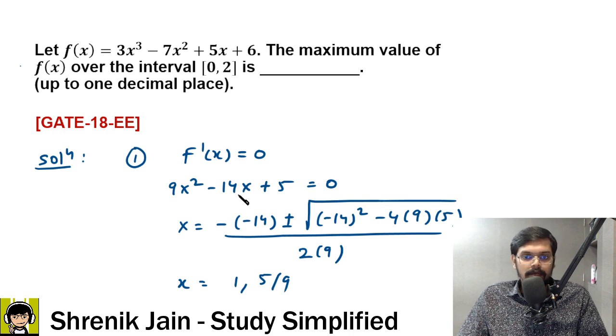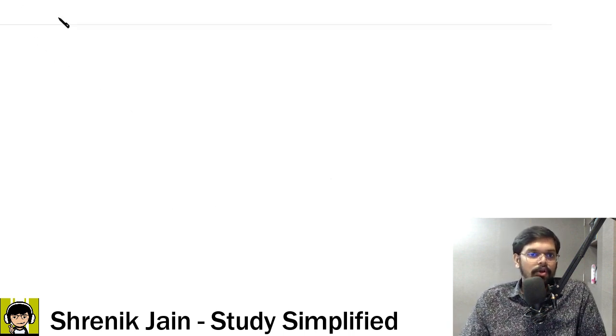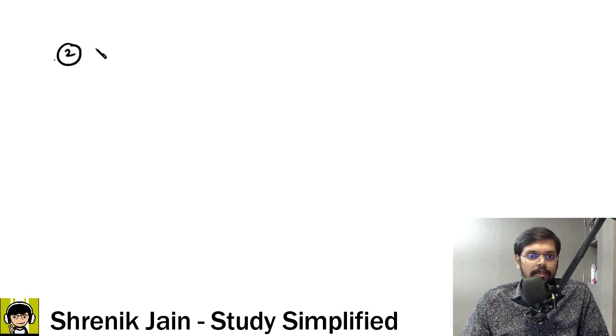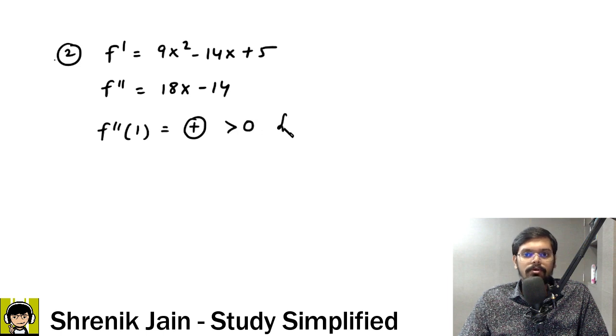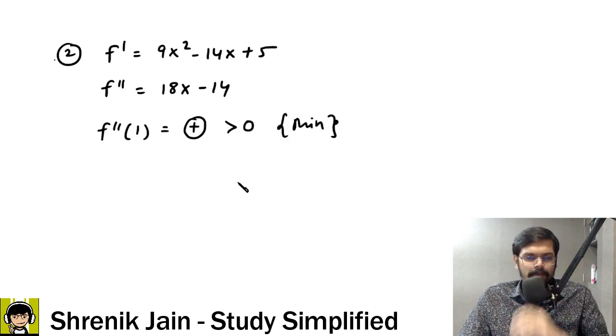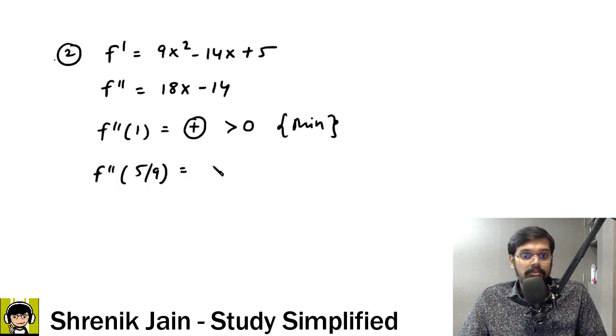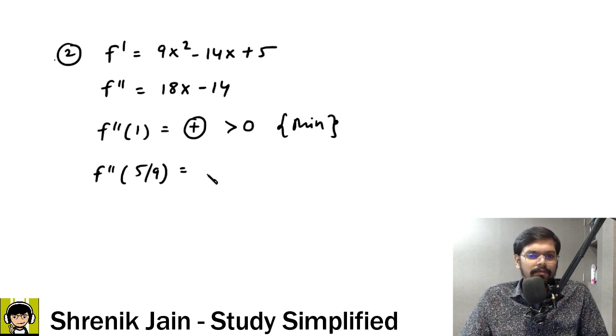Sir, what calculation? Double derivative checking. So first derivative we know: the first derivative is given as 9x square minus 14x plus 5. So now the double derivative looks like 18x minus 14. We have to check for the stationary points. If you substitute 1, so 18 minus 14, the answer is positive. Positive means greater than 0, and greater than 0 means we are at minimum. We are not interested in minimum. We need maximum. So now substitute x is equal to 5/9, the second stationary point. If I substitute, I will get a negative answer, less than 0, which means we are at maximum.